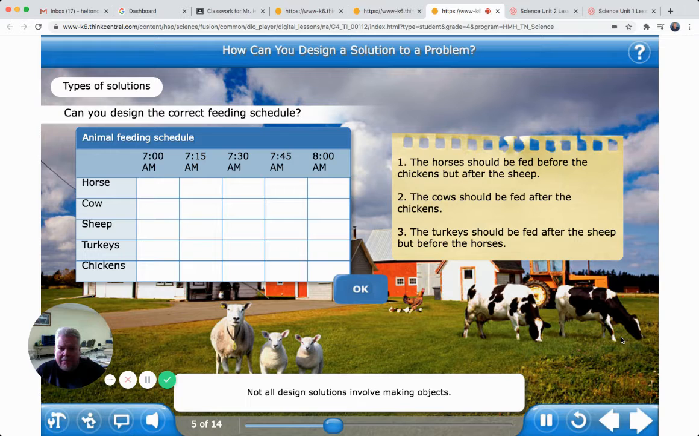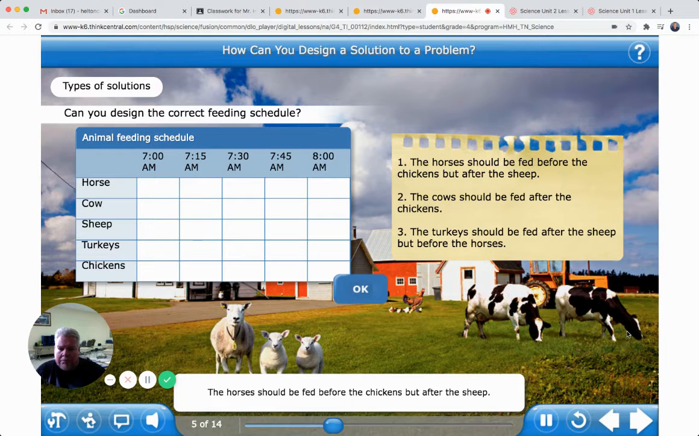Not all design solutions involve making objects. The solving of many problems involves figuring out a way to do something to meet certain conditions. Let's look at an example. A farmer is away on vacation. You are given the job of feeding some of the animals each morning. However, the only information he left is as follows.